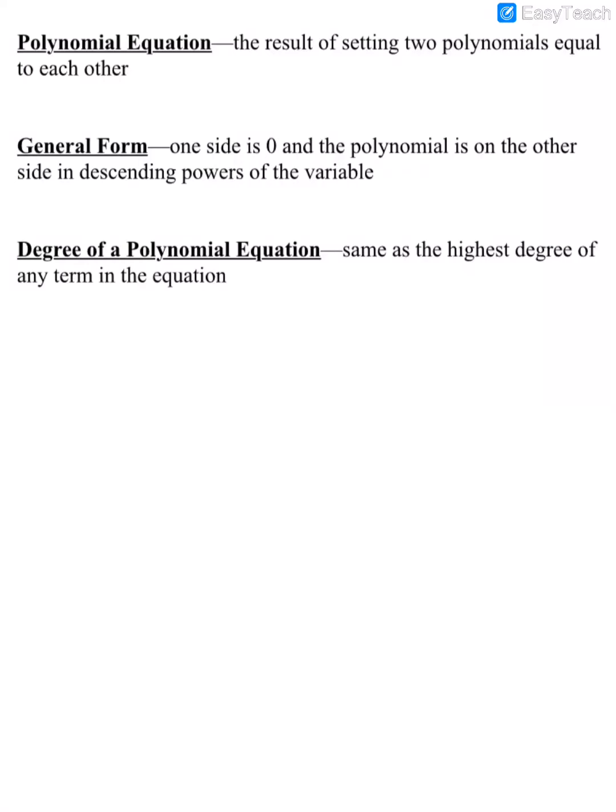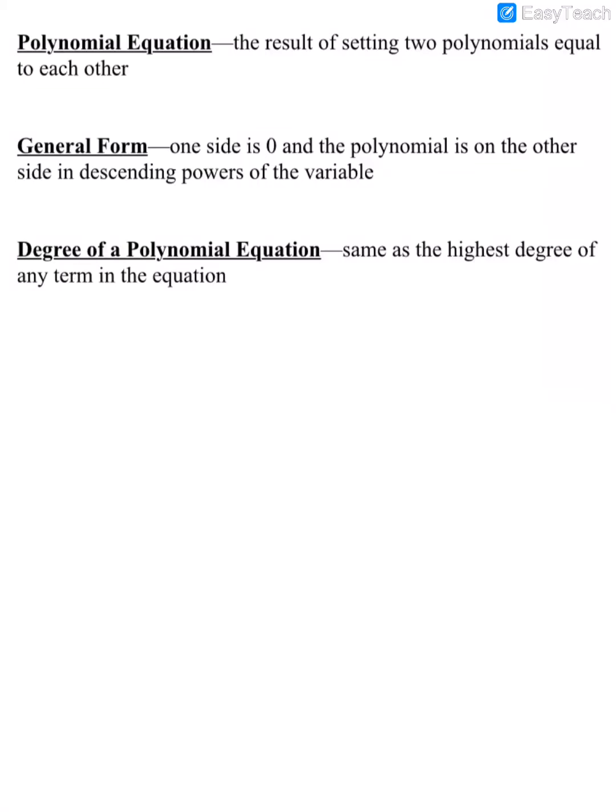General form, or sometimes called standard form, is when one side is equal to 0 and the polynomial on the other side is in descending order according to the variables. So, for example, x squared plus x minus 1, that would be in descending order according to the variables. The degree of a polynomial is whatever the highest degree of any term is, or the highest power.